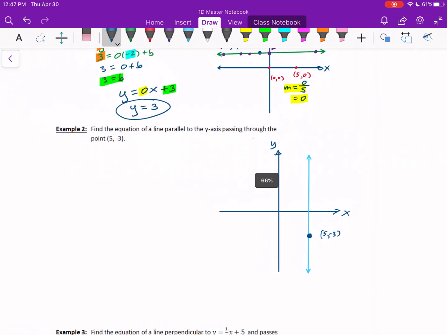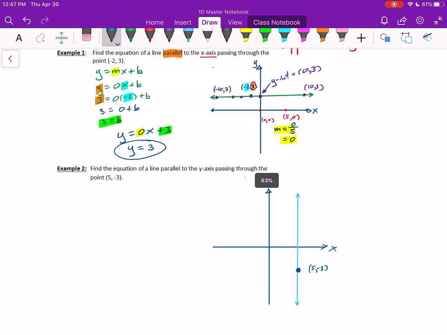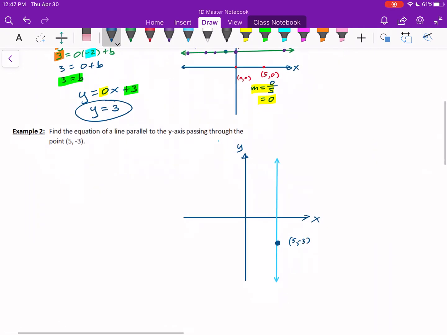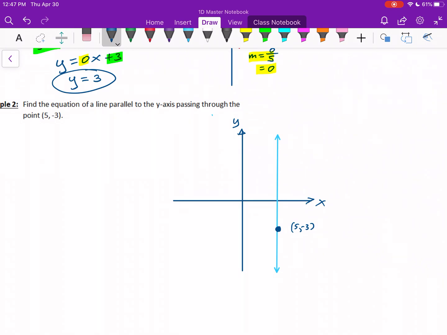What if we want to use an equivalent idea for this one? Then what we could do is say, well, if it's parallel to the y-axis, it's going to have to be straight up and down. Every point on this line is going to have an x-coordinate of 5, right? Don't believe me? Well, let's check some out. Say we wanted to go up here to, let's say that's 8 on the y-axis. It still has to have a 5 for my x-coordinate.